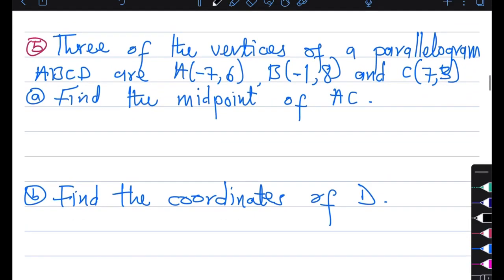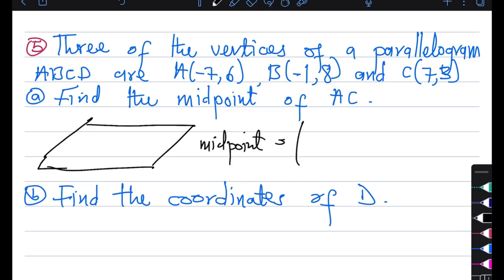Okay, now let's see how that will help us in this problem. We are going to apply all that we know to this particular problem. It says the three of the vertices of a parallelogram ABCD are this, this, and that. First we should find a midpoint of the line AC. In case you don't know a parallelogram, this is how it looks like. This is a parallelogram. But they want us to find a midpoint of AC.